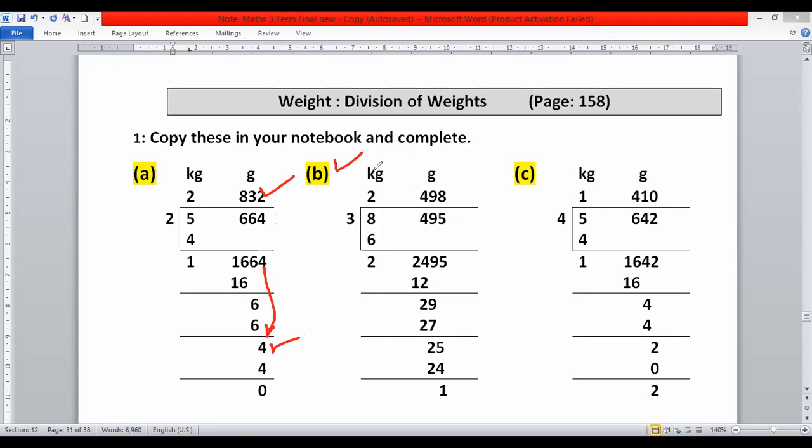Similarly, in part B, the question is given 8 kilogram, 495 gram. So first of all, we will divide kilogram by 3. 8 by 3. We will count the table of 3. 3 ones are 3, 3 twos are 6, 3 threes are 9. So when you multiply 3 by 3, you get 9. So you need the number here that should be less than 8 or very near to 8. So when you multiply 3 by 2, you get 6. 8 minus 6 is equal to 2.